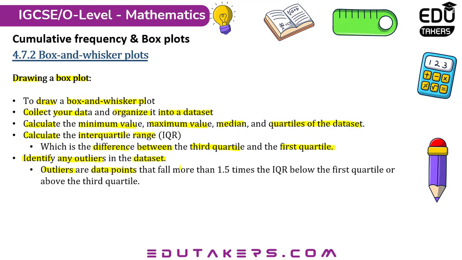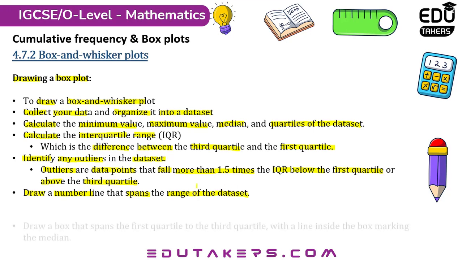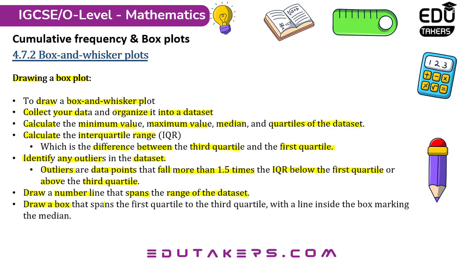Outliers are data points that fall more than 1.5 times the interquartile range below the first quartile, or above the third quartile. Draw a number line that spans the range of the dataset. Draw a box that spans the first quartile to the third quartile with a line inside the box marking the median.